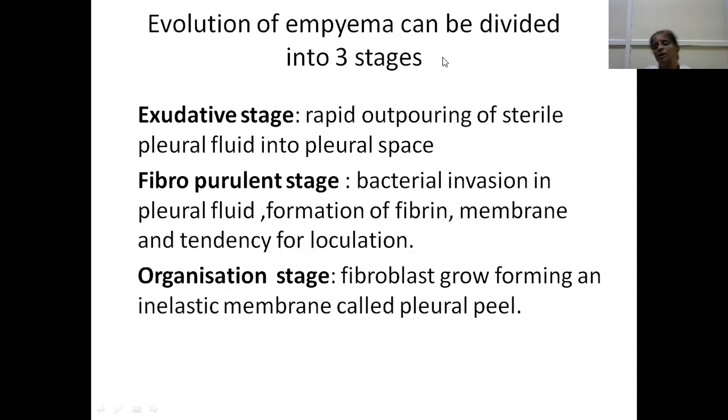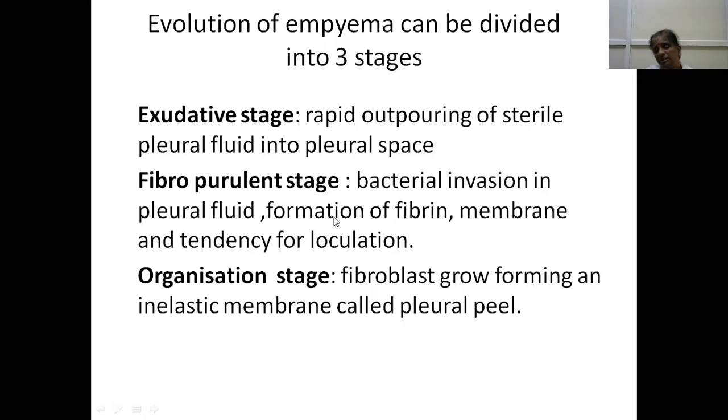So what is the evolution of empyema? Empyema has three stages. First is the exudative stage, where there is only outpouring of sterile pleural fluid. This is a stage where there will be exudative effusion only. If the patient presents at this stage, with antibiotics the patient will be relieved of the disease, and there won't be any pus formation. But if it extends to the fibroproliferative stage, because the patient does not come to the doctor, then bacterial invasion occurs into the pleural fluid, deposition of fibrin and membrane occurs, and there will be loculation formation in the fibroproliferative stage. If the patient presents at this stage also, to some extent the patient will be treated with higher antibiotics and easy treatment will be done.